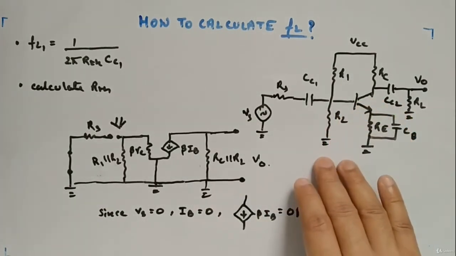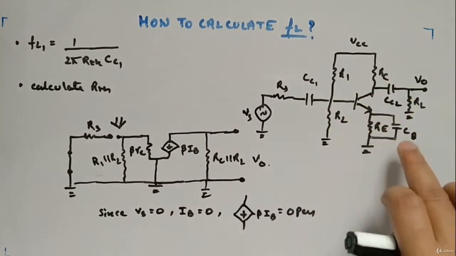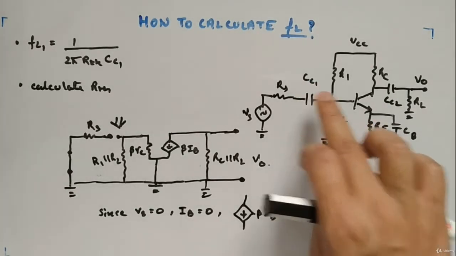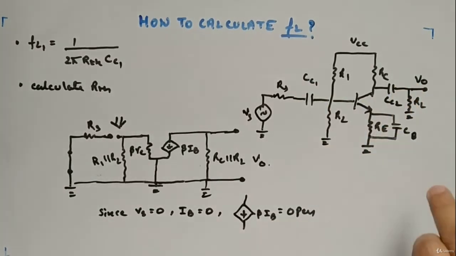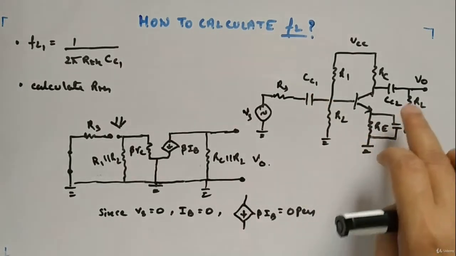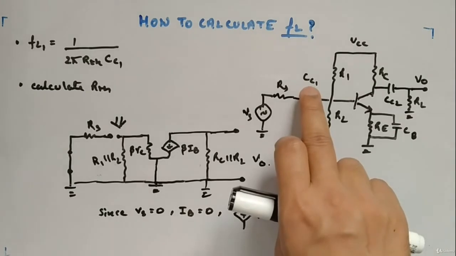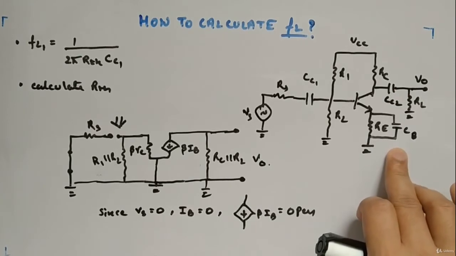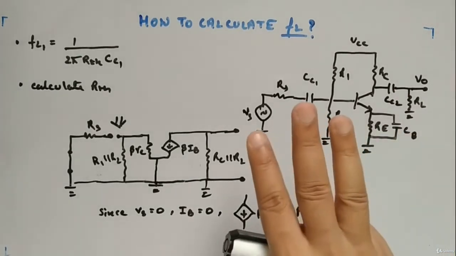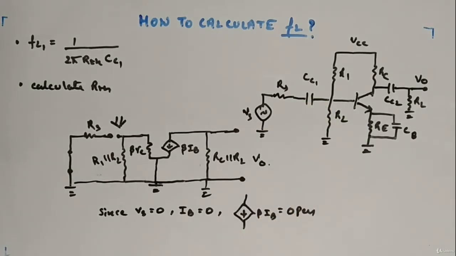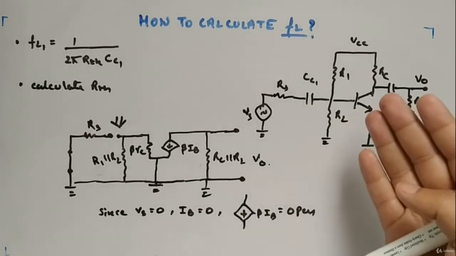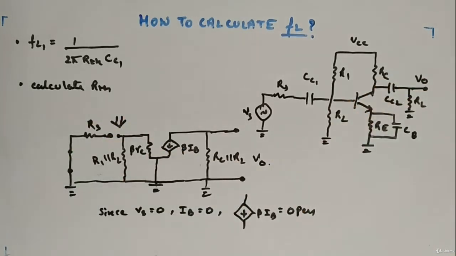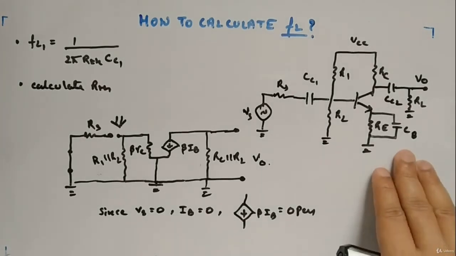So let's say that you have this circuit: RS, R1, R2, RC, RL, RE, CB, CC2, CC1. These are coupling capacitors, and this is the bypass capacitor. With respect to each capacitor, we will have an FL. So FL1 will be corresponding to CC1, FL2 will be corresponding to CC2, FL3 will be corresponding to CB. And out of these three, we will choose the best one. If there are more capacitors in the circuit, we have to calculate the FL with respect to that capacitor as well. But mostly you will see 3 only.